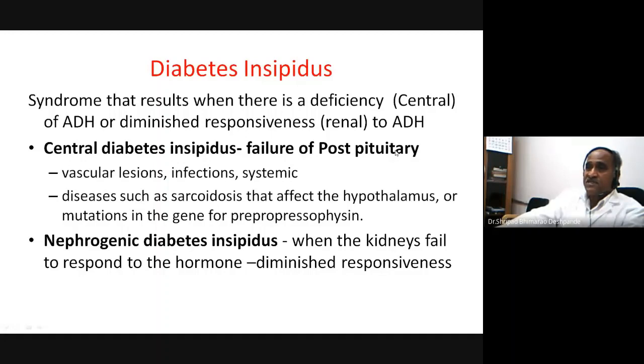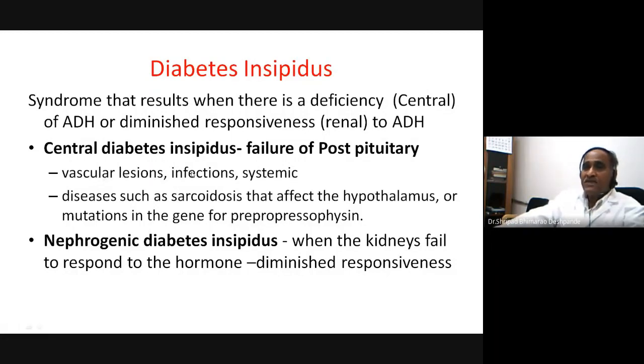Why is there a deficiency? The posterior pituitary may be affected because of ischemia, necrosis, infections, or systemic diseases such as sarcoidosis that affect the hypothalamus, or a gene that synthesizes the preprophysin, that whole molecule. So there is a problem with the genetics. That means we have a vascular component, infectious component, degenerative components, and genetic components.